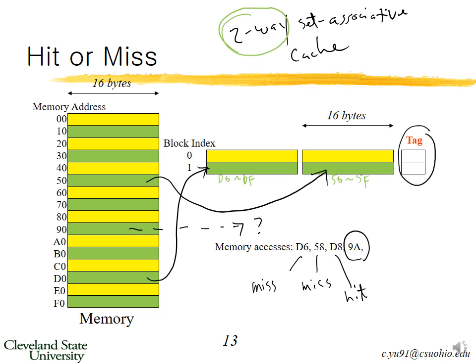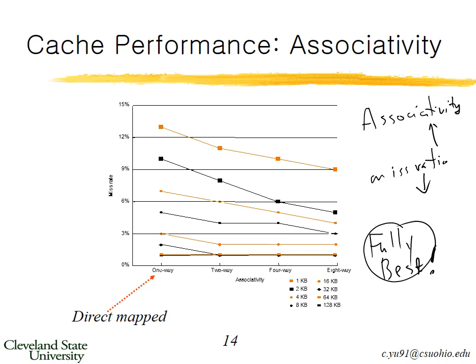In other words, in every set, there are 2 blocks in the cache. There are 4-way set associative caches, 8-way set associative caches, and so on. So again, going to the cache performance chart, typically if you increase the associativity, you get better cache performance. The fully associative cache can achieve the best performance because it has the most flexible placement policy.